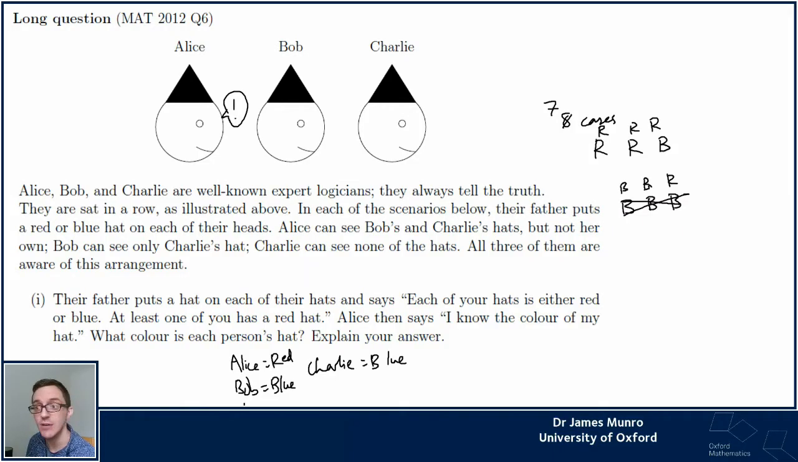If Alice can see a red hat and a blue hat, then Alice won't be able to tell what colour Alice's hat is. If Alice can see 2 red hats, then Alice won't know what colour Alice's hat is. Alice only knows when both hats in front of Alice are blue.